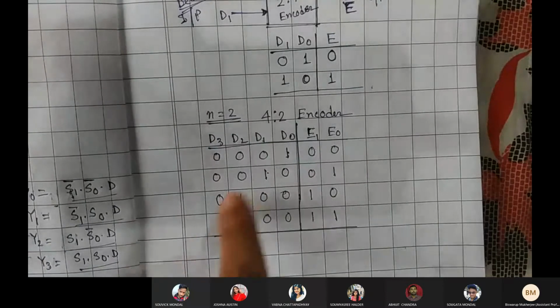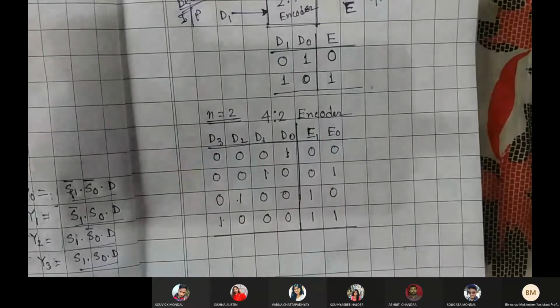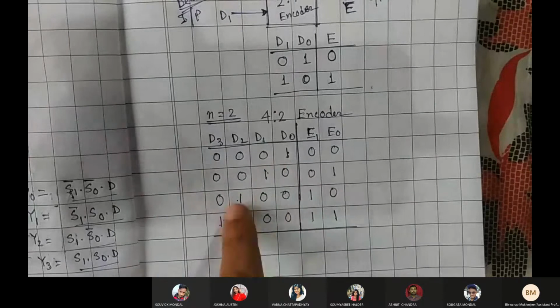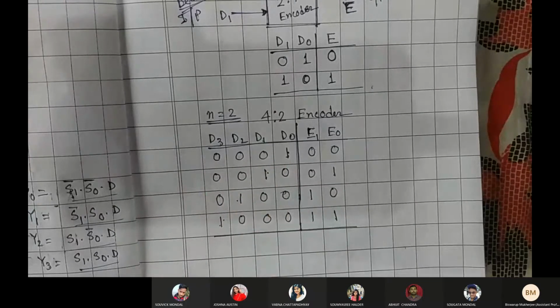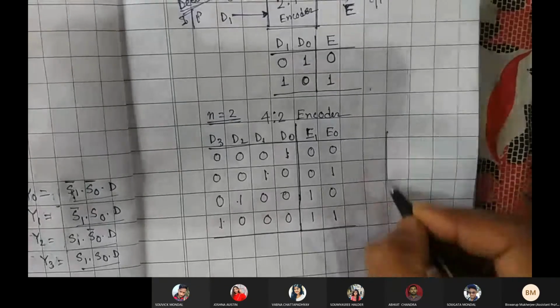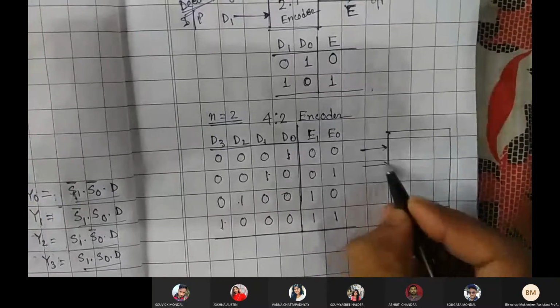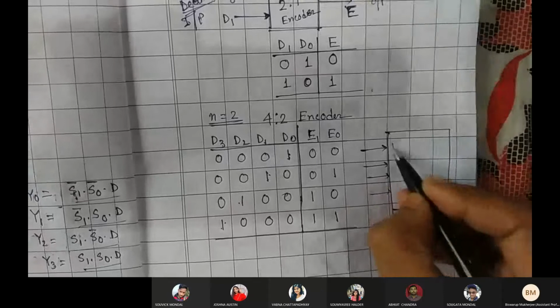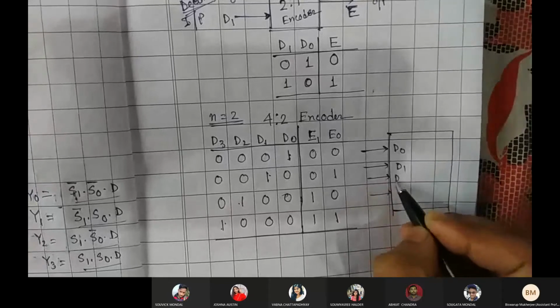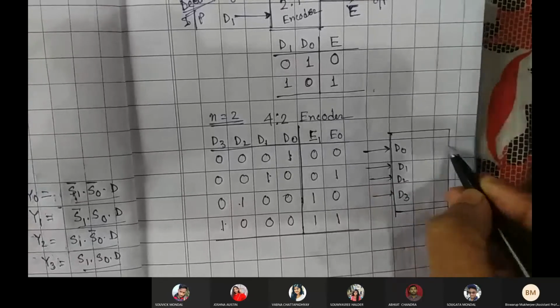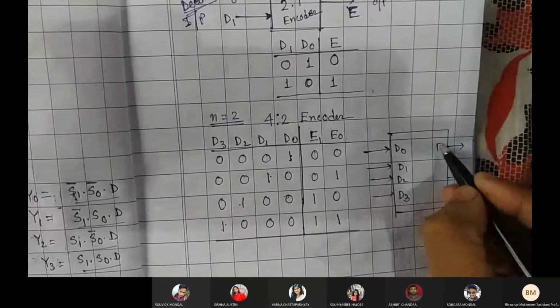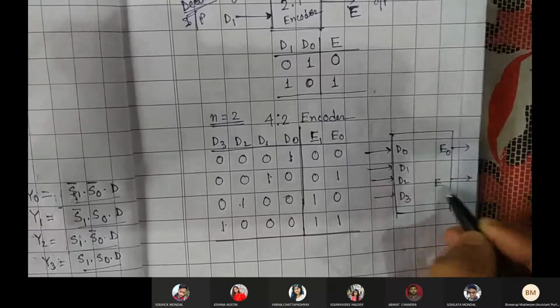Make sure that this time we are not going for the entire truth table, because only these combinations are available, not the other combinations. Okay, because it is actually called a decimal to binary encoder. The circuit looks like this: you are having only 4 inputs, D0, D1, D2, D3, and 2 outputs as E0, E1.